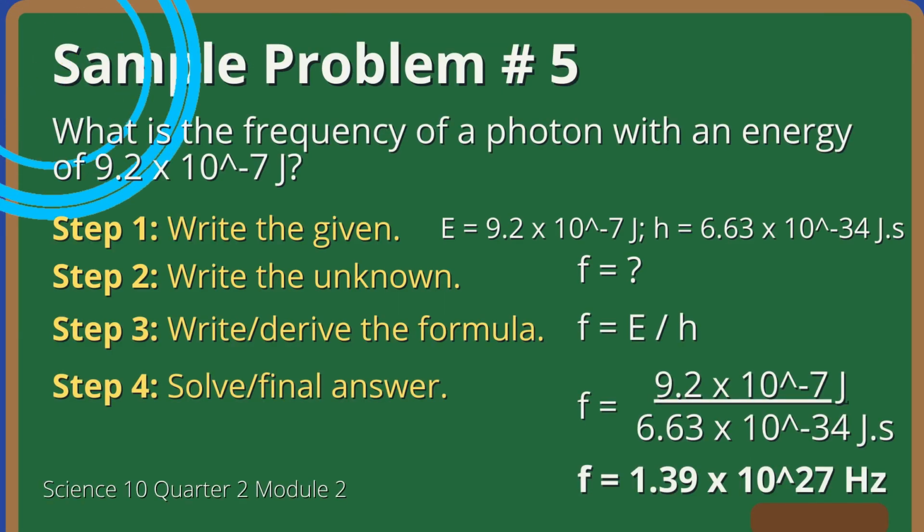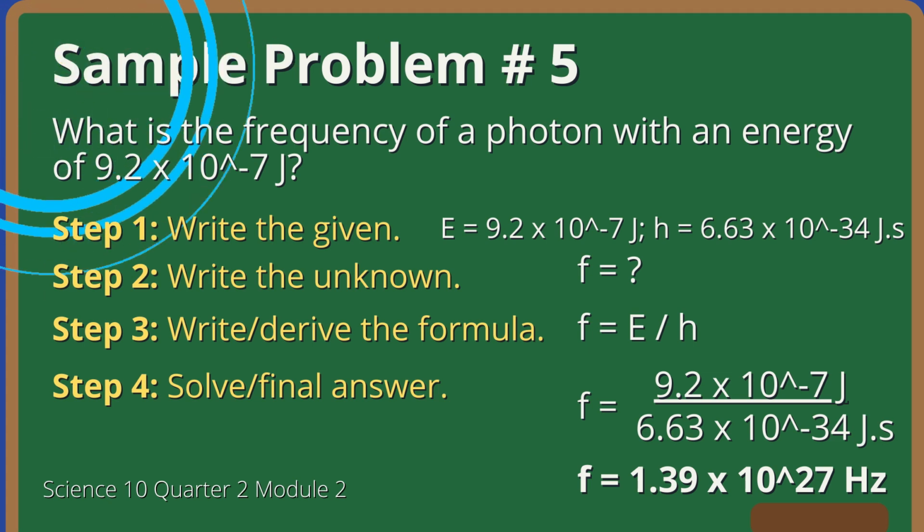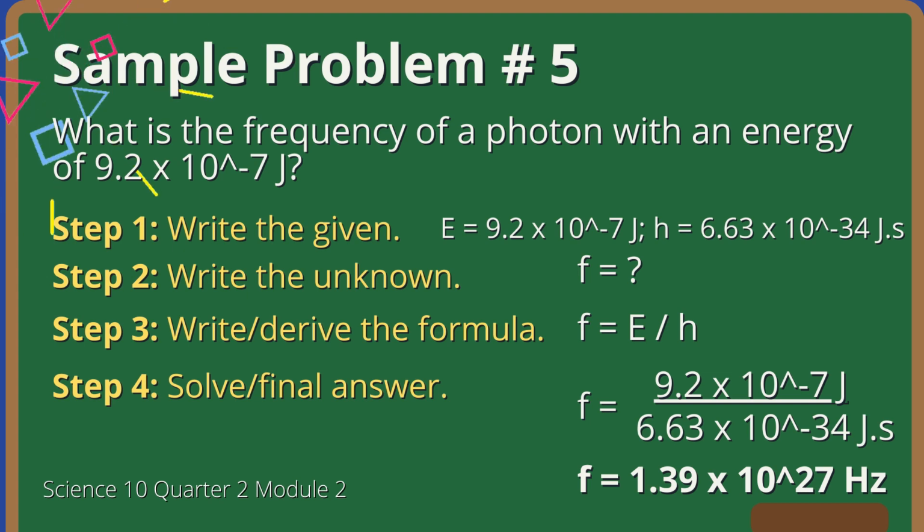Sample problem 5. What is the frequency of a photon with an energy of 9.2 times 10 to the negative 7 joules? Step 1. Write the given. E is equal to 9.2 times 10 to the negative 7 joules. h is equal to 6.63 times 10 to the negative 34 joules second. Step 2. Write the unknown. f is equal to blank.